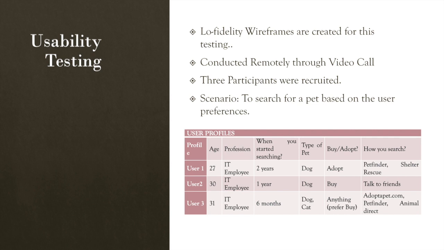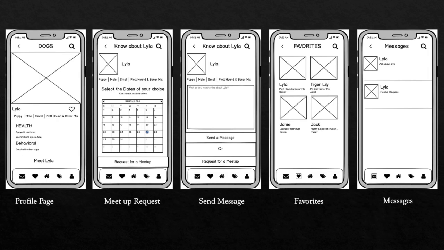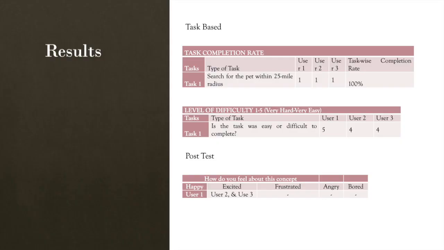And next, using the low fidelity wireframes, before getting into the final design, I have conducted usability testing on those wireframes, through a video call by recruiting three participants, and the user profile table will show you the details of the three participants, and the scenario is the same, to search for a pet. And these are the low fidelity wireframes which I created: home, login screen, list of pets, and so on. You can pause the video if you want, and you can have a look at the wireframes.